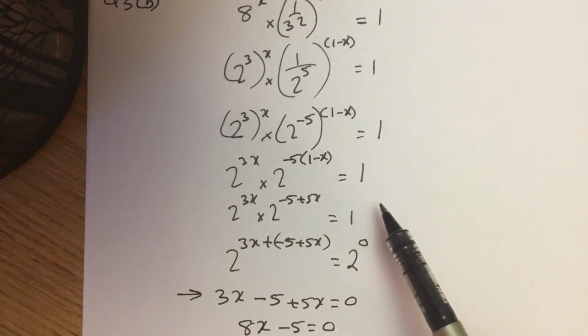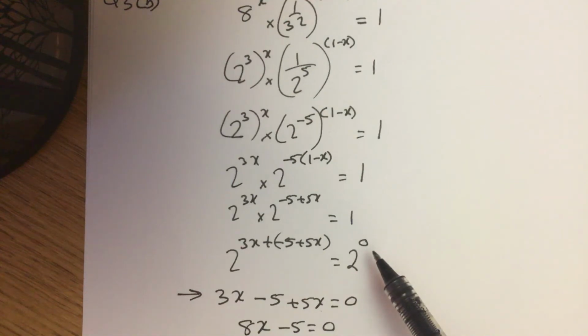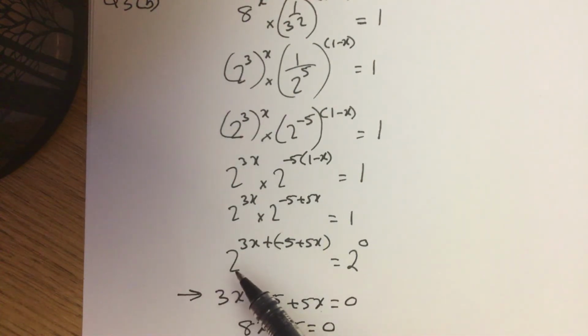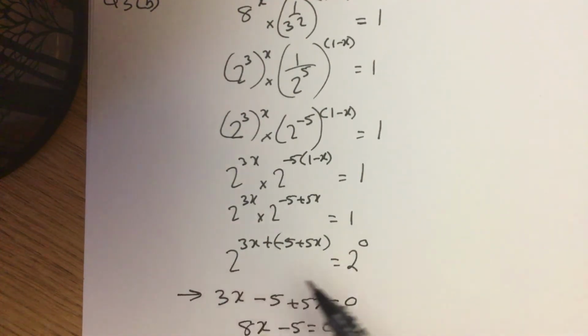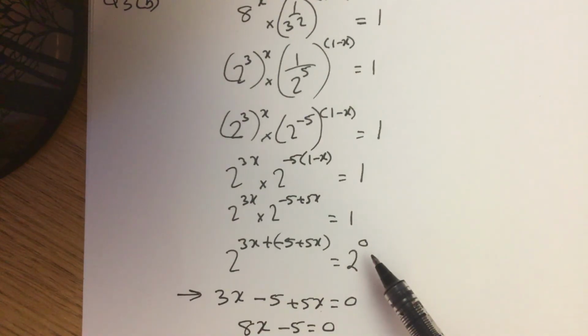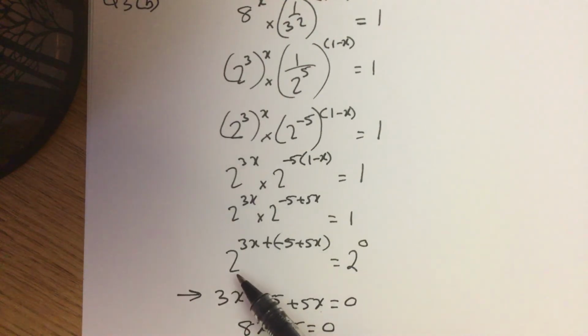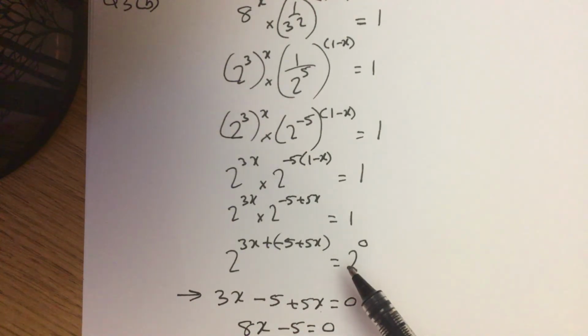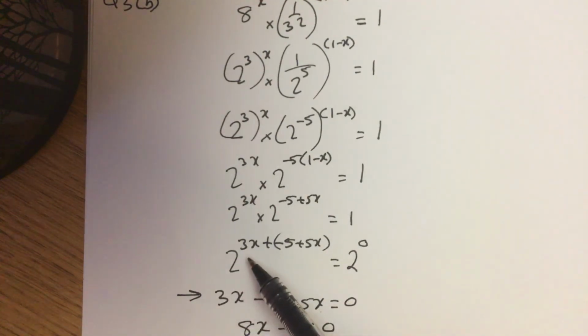You'll notice on this side, I have changed the 1 to 2 to the power 0. That's to make the base numbers both the same, so they are both 2's. And remember, anything to the power 0 is a 1. So now we're good to go. We've got the base numbers the same on each side. We can now just look at the tops.